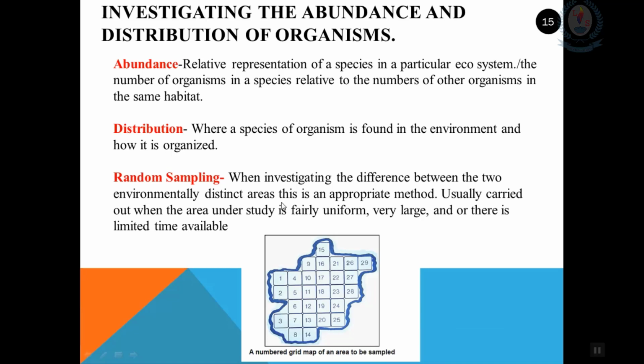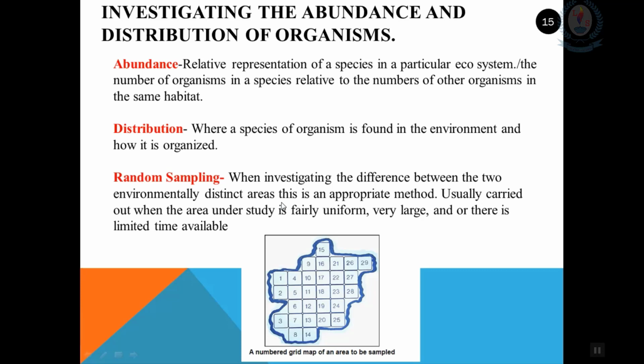When scientists are considering the ecology of an area of a natural habitat, they will measure both the abundance and the distribution of the organisms in that area. Abundance is the number of organisms in a species relative to the number of other organisms in the same habitat, whereas the distribution of a species is how it's organized in a certain environment.